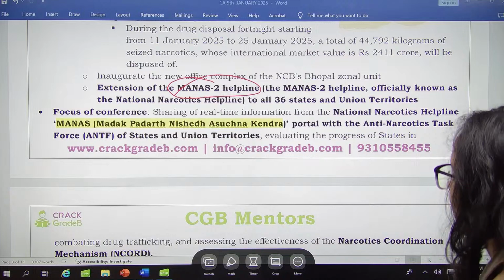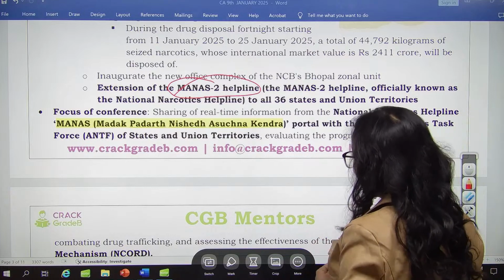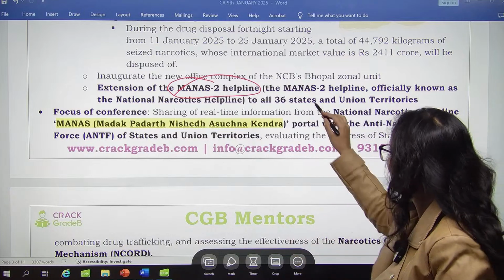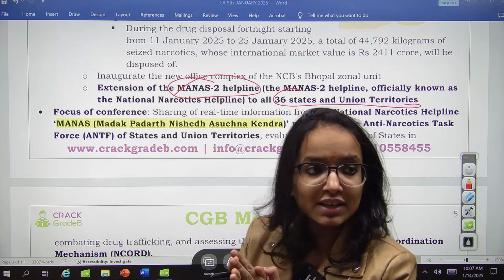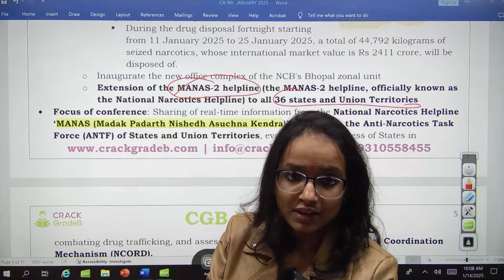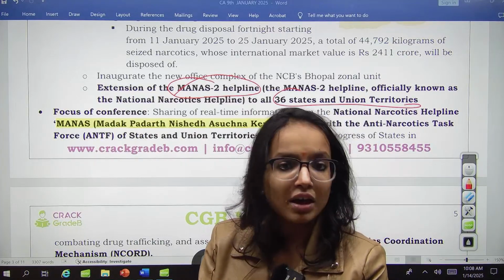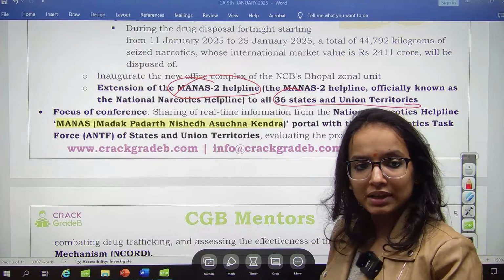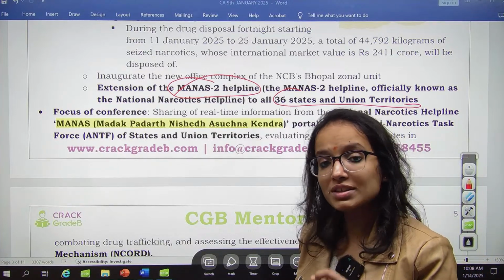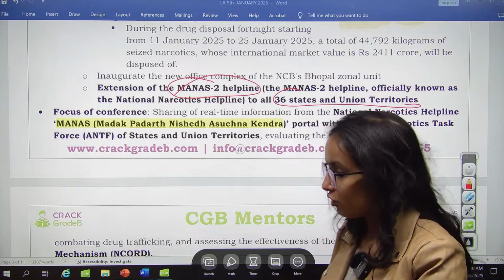Remember, they have decided that they will be extending the Manas 2 helpline to all 36 states and UTs combined. When I say 36, it is not 36 states, it is UTs and states combined. So 36 states and UTs, we are saying Manas 2 helpline they have decided to extend. So what is this Manas 2 helpline? What is the full form of Manas?